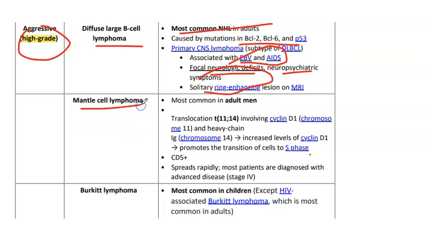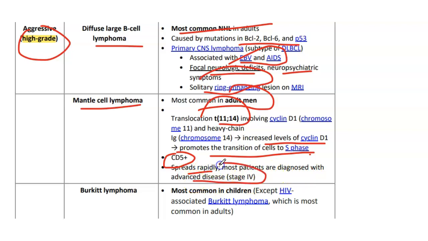The second type is mantle cell lymphoma, which is most common in adult men. The translocation is 11-14, involving cyclin D1, which is present on chromosome 11, and the heavy chain Ig on chromosome 14. So there will be an increased level of cyclin D1, which promotes the transition of the cell to the S phase. There will be CD5 positivity, and it spreads rapidly. Most patients are diagnosed at advanced stage 4.